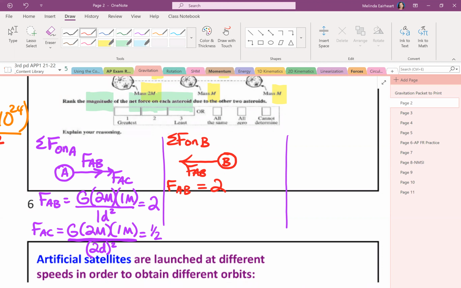But we have not calculated FBC. And so G is going to be the same. B has a mass factor of 1. So does C. How close are they? Well, 1D away. So 1 times 1 divided by 1 squared. It's what?